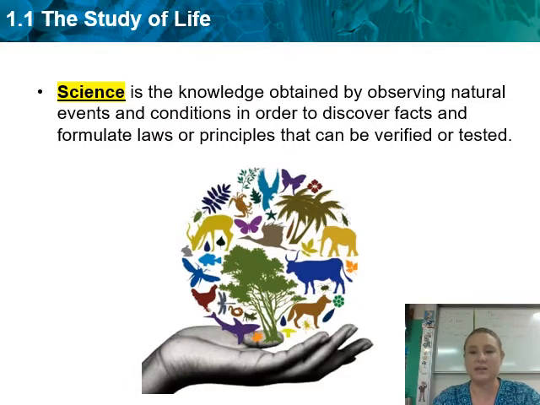In science, we take it a little bit further. We ask, why is it happening? What can we do to figure out why it happens? Or we want to test why we think something is happening. So scientists run experiments to discover more facts about what they observed, and then they use those facts to formulate laws or principles.